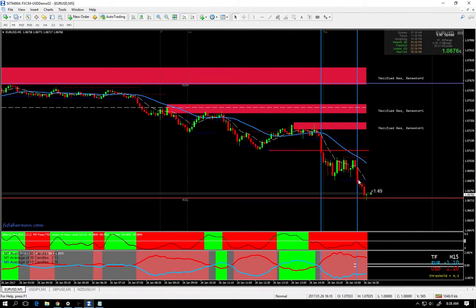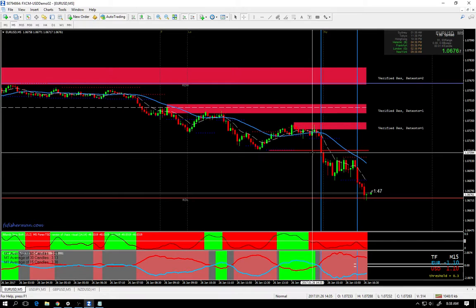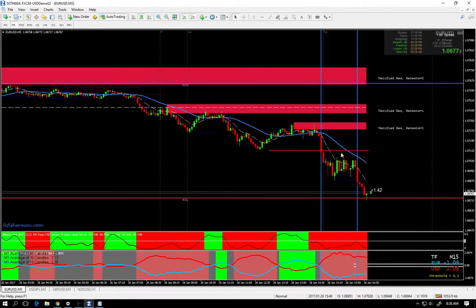Do we have room to run? This wouldn't have been over here yet. Yes, we did have room to run. You actually had, on this one, about 36.9 pips room to run. So again, let's highlight what we're looking at.